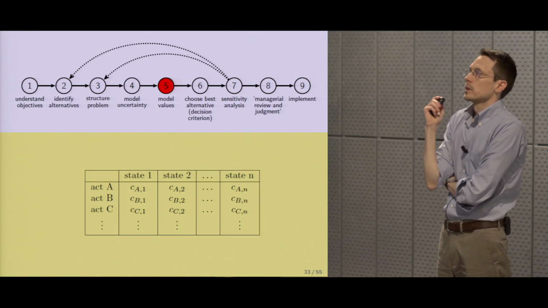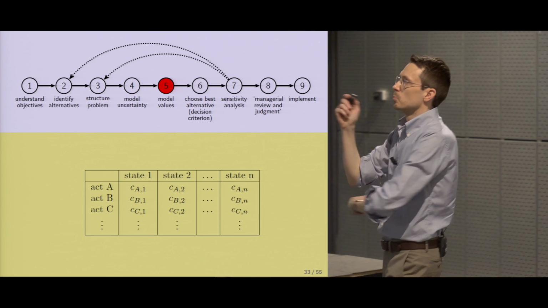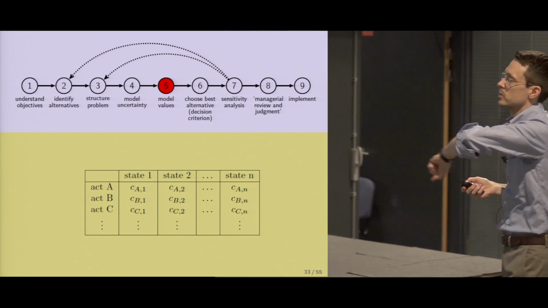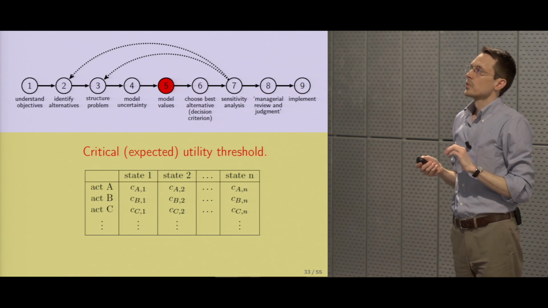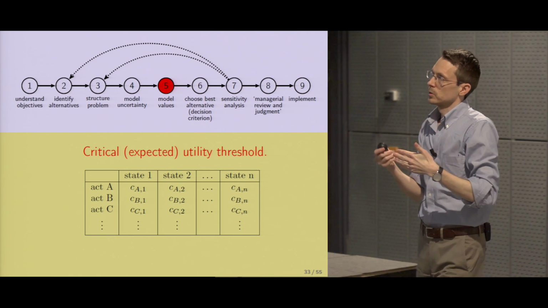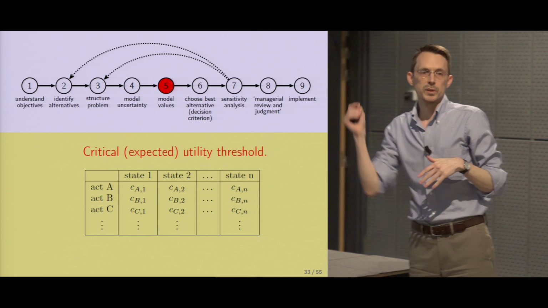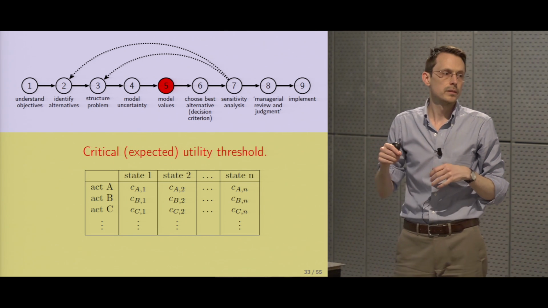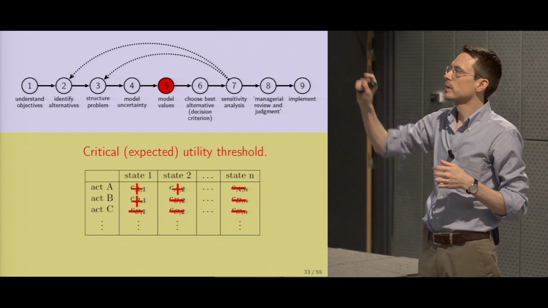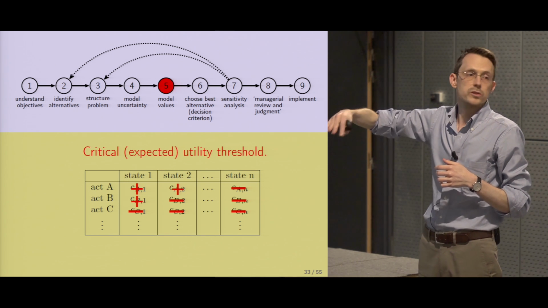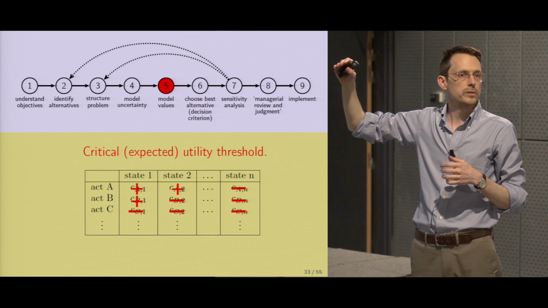Modeling values is putting some values on the consequences, but here's where the satisficing comes in. A critical threshold has to be supplied. In the case of infogap in a probability space, it's an expected value threshold. So which is like not putting numbers on all of those, but just saying which ones are above the threshold and which ones are not.